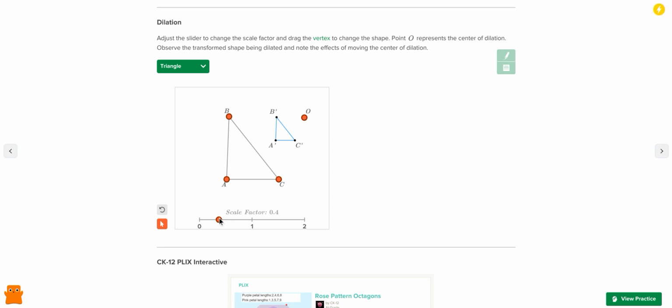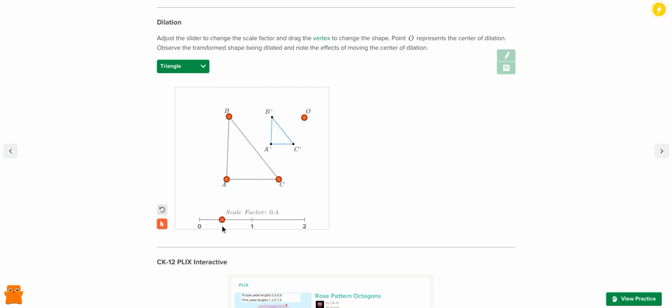All right, so if I go back to a scale factor of 1, look at that, I'm just overlapping. I have two congruent triangles at a scale factor of 1. However, as soon as I start to dilate, there is no longer congruence. As you can see, this is not the same triangle. It is a dilated triangle.